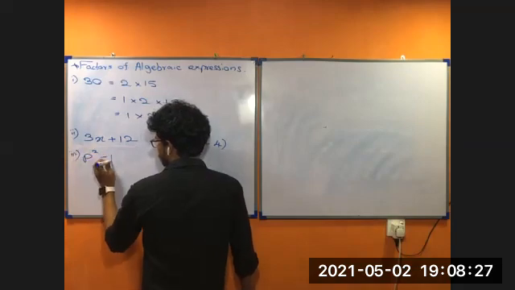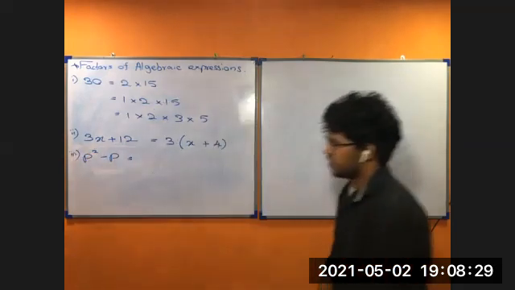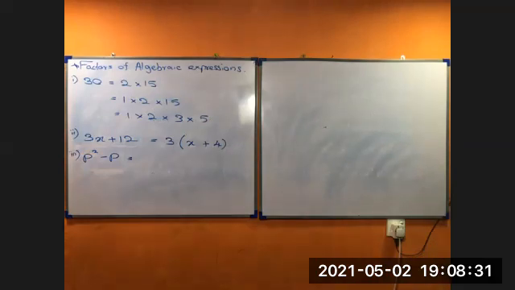P squared minus p. This is revision actually. P squared minus p. What would be the answer? Quickly.